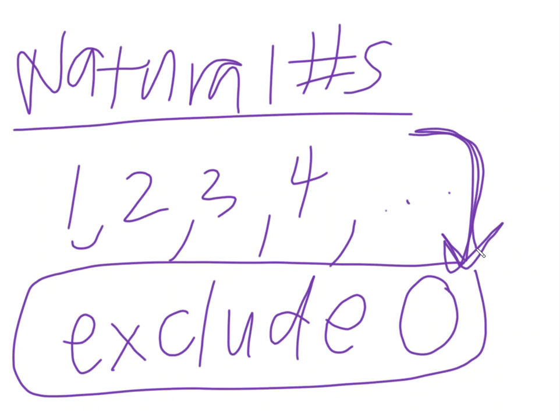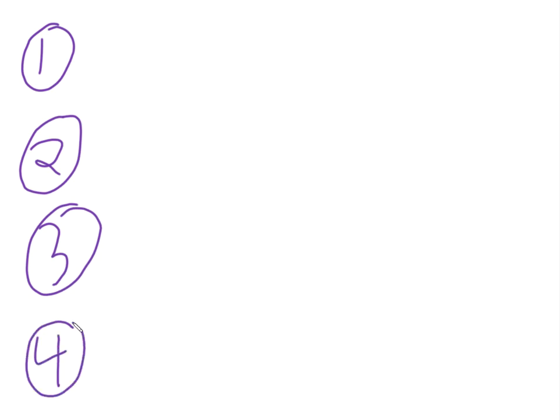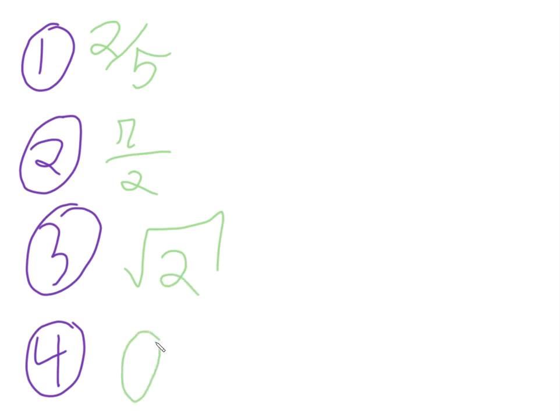Okay, so now that we have learned how to classify all these numbers, let's put it into practice. So let's do some examples. Let's do number 1, number 2, number 3, number 4. Okay. Let's do 2/5, pi/2, square root of 2, and 0. Okay, so let's classify these together.